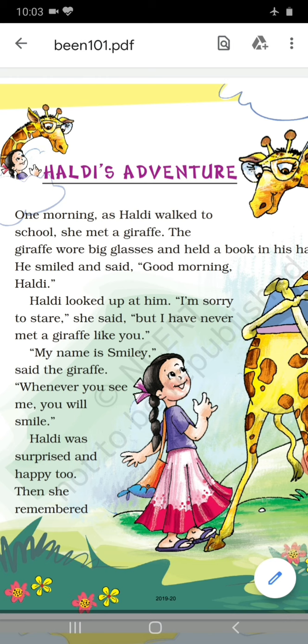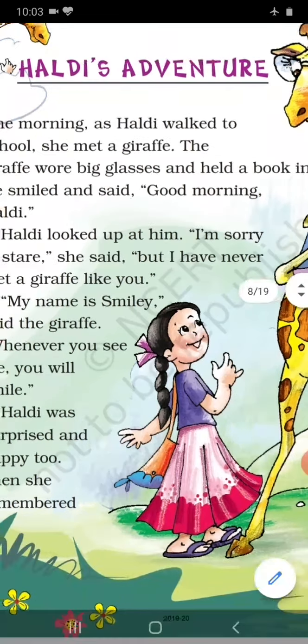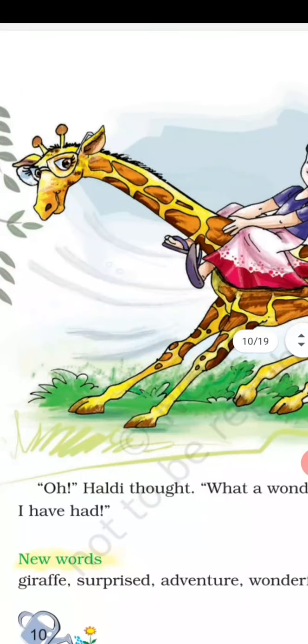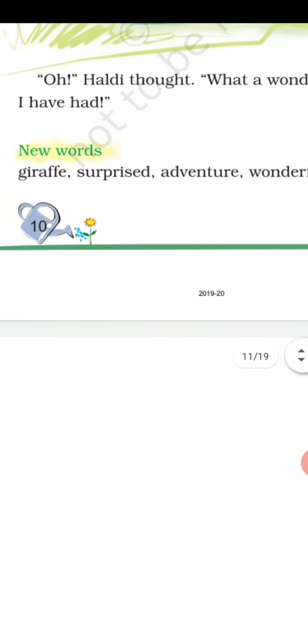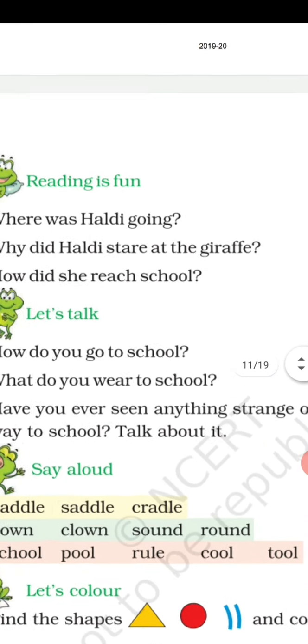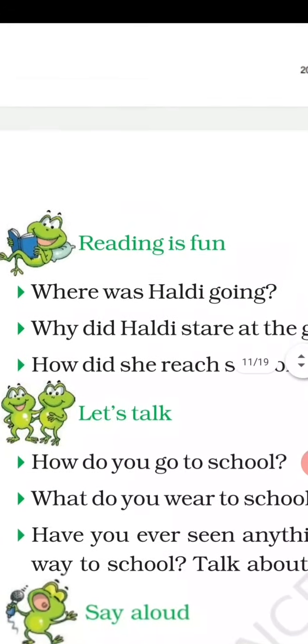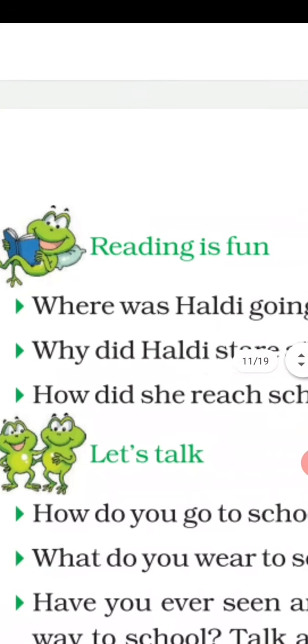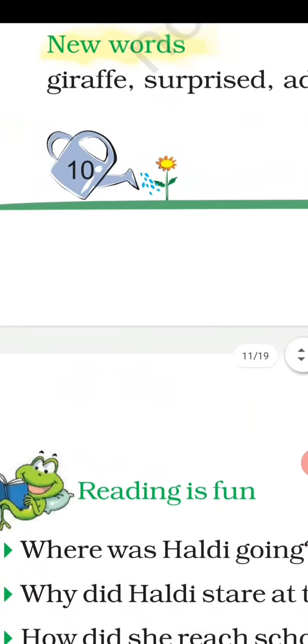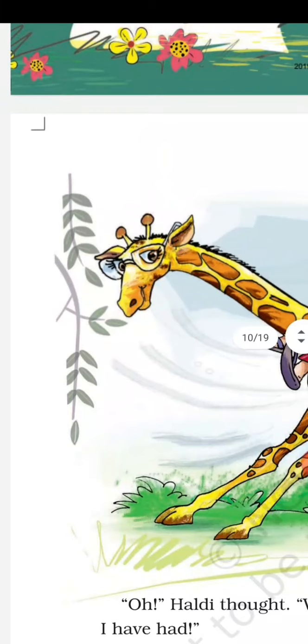Okay, so let's go back to the reading of the lesson now, and we will do the question answers. To go to the question answers, we may have to go to the fourth page. Fourth page right here. Let it open. It's open now. Reading is fun. See, reading is fun. Where was Haldi going? Where was she going?